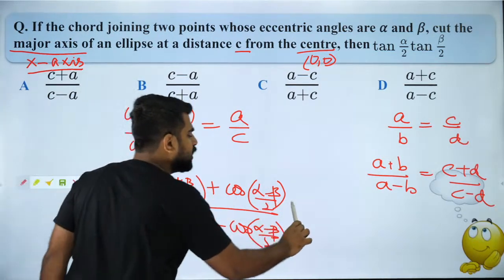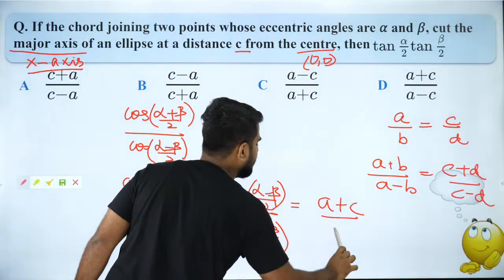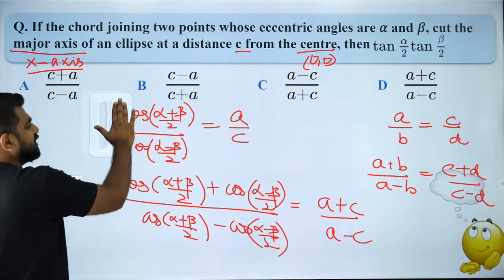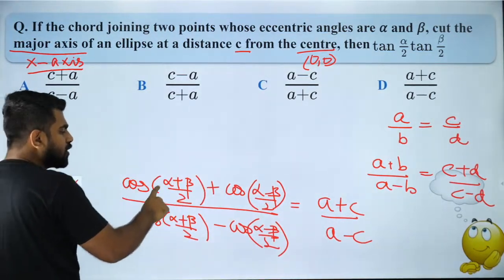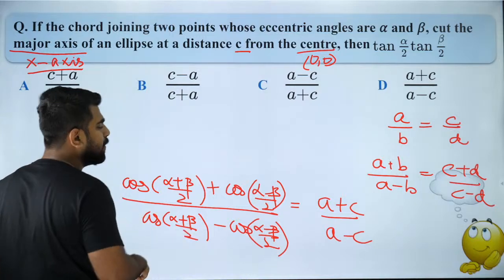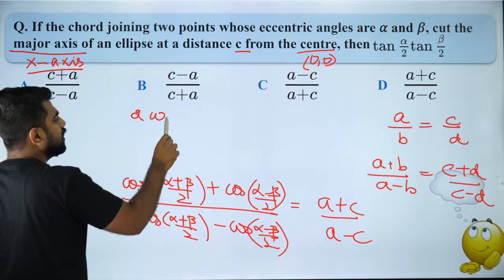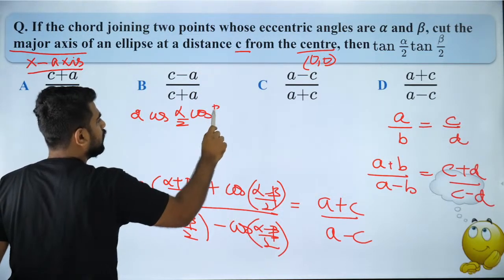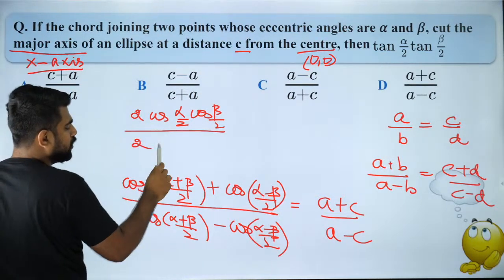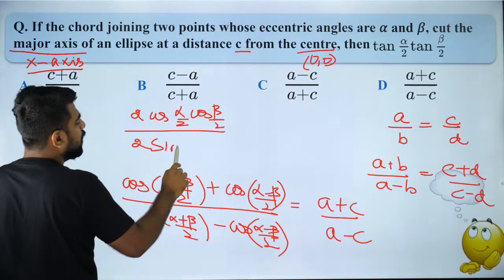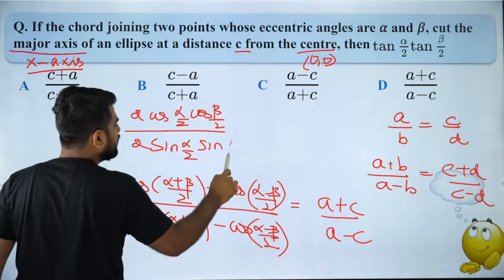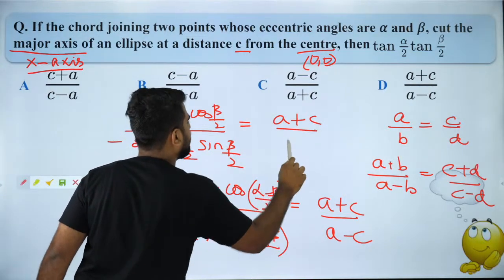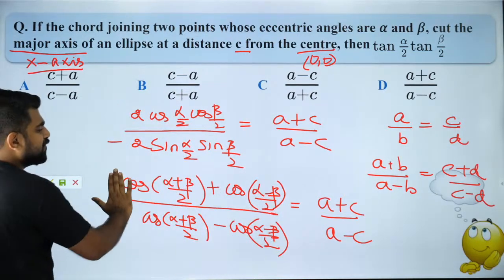So that will be equal to a plus c by a minus c. Now you guys can solve it and get a very nice expression, because what is cos of a plus b by 2 plus cos of a minus b by 2? It will be 2 cos alpha by 2 cos beta by 2. And denominator will be 2 sin alpha by 2 sin beta by 2 with a minus sign. Now that is equal to a plus c by a minus c. So that gives you the answer, no?